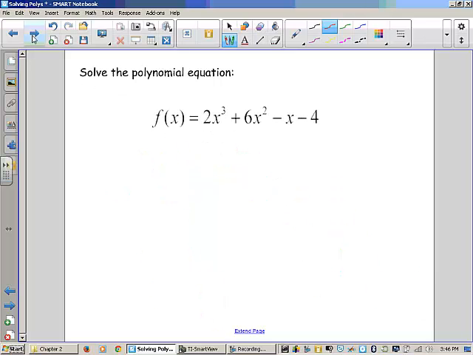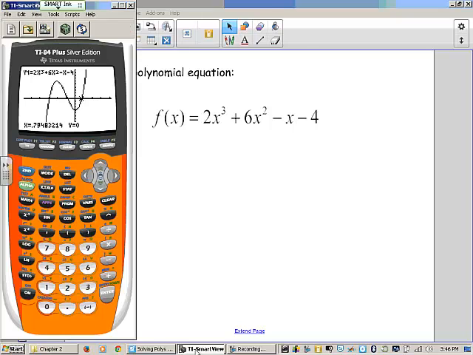Now, you might be asking, that's great, but what if you can't factor something? What if something is non-factorable? What would you do in that case? Well, if something's non-factorable, we're going to fall back to our helpful tool, the graphing calculator.